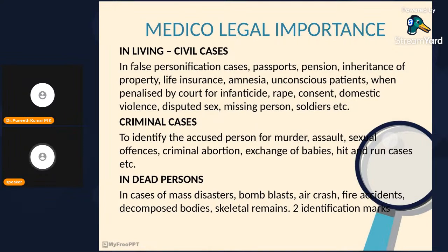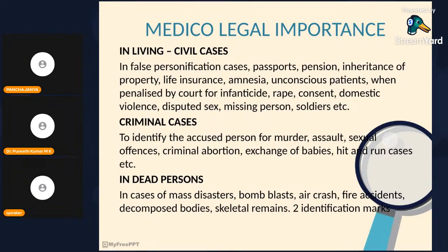When we see identification data in a living person, identification is very important in cases like civil cases and criminal cases. In civil cases, for example, false personification cases, where someone falsely claims to be this person or that person without any basic evidence; then passport, pension, inheritance of property, life insurance, amnesia, unconscious patient, when a certain penalty has been given by the court for criminal acts such as infanticide, rape, etc., when giving consent, domestic violence, dispute of sex, missing person, and soldiers, etc. These are a few of the civil cases mentioned here.